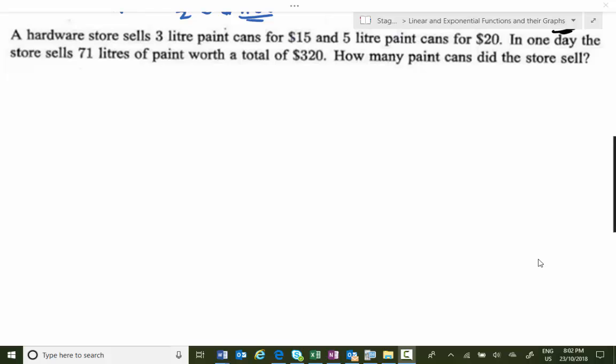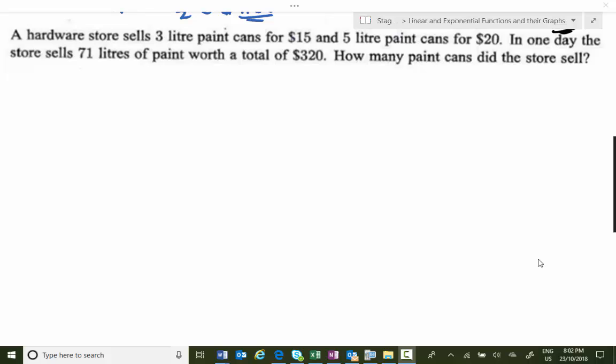Now, in this second example we're looking at today with simultaneous equations, we've got a hardware store that sells 3 litre paint for $15, 5 litre paint for $20. In one day, the store sells 71 litres of paint worth a total of $320. How many paint cans did the store sell?